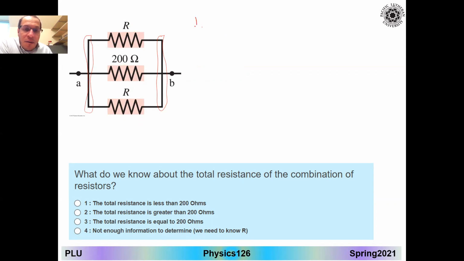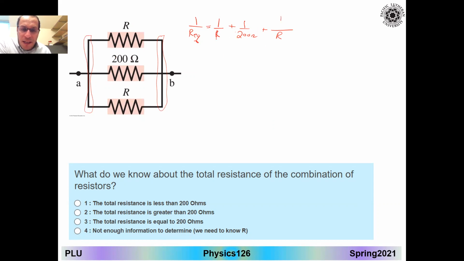Then I have the formula to find the equivalent resistance using 1 over R1, plus 1 over R2, which in this case is 200 ohms, plus 1 over the third R. That's how we find out the value of the resistance.